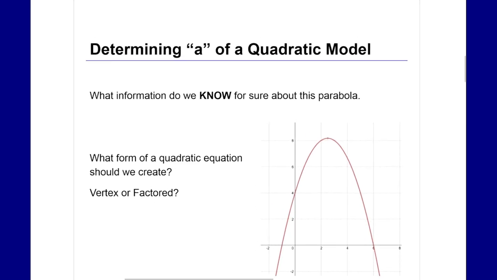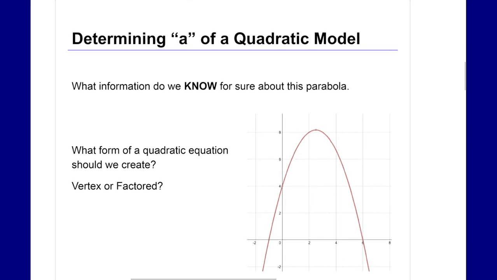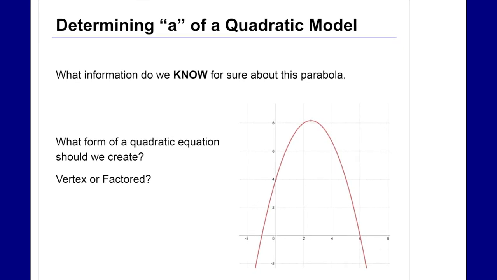So the first thing we want to do in determining the a value of a model is ask: what information do we know for sure about this parabola? What information do we know 100% the values of? Well, going through and looking, I know for sure I have an x-intercept here of (6, 0). And what I mean for sure is that I know what the values are. Same thing over here, I know for sure there's a value of -1 for the other x-intercept.